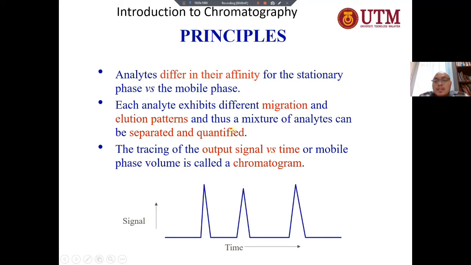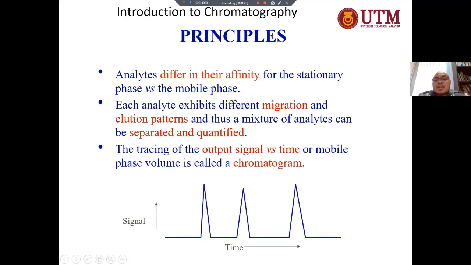So for example, if you have a mixture of A, B, and C, they have different preferences with the mobile phase. We can imagine it like this. Maybe Hassan loves me more compared to Amy, so maybe Amy hates me. So Amy will elute earlier because Amy doesn't attach to me as strongly. But Hassan, the person that loves me more and attaches to me stronger, will elute last. That is the kind of analogy I can describe.